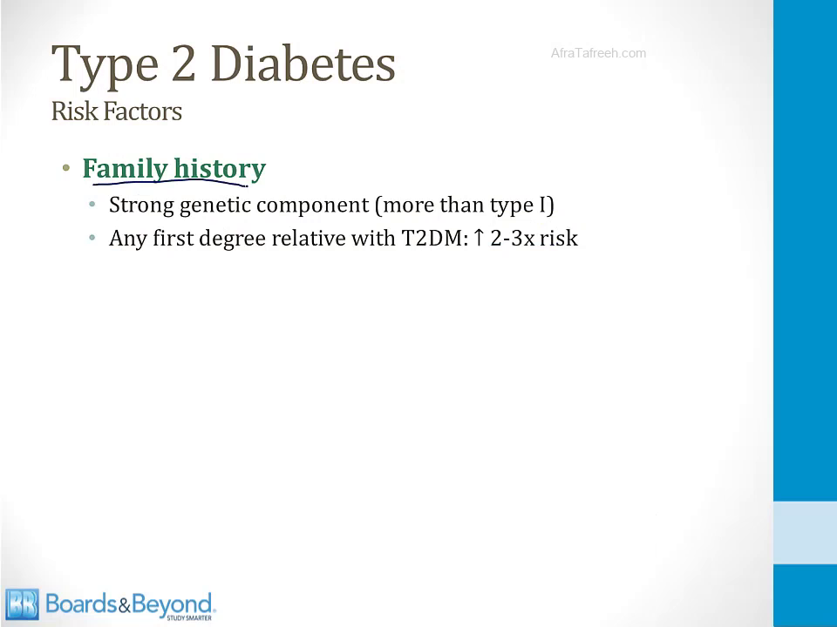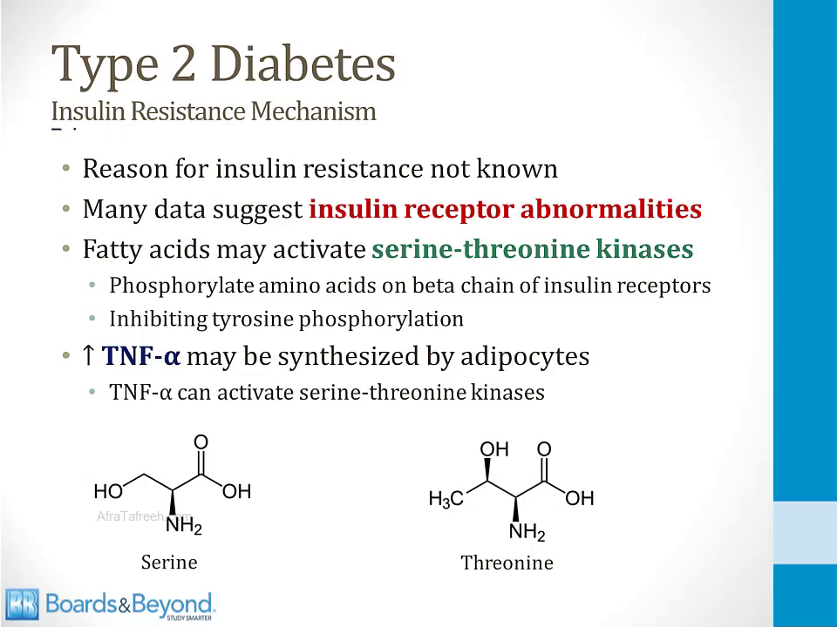Family history is also very important in terms of risk of type 2 diabetes. There is a strong genetic component, stronger than in type 1 diabetes. A patient who has any first-degree relative with type 2 diabetes mellitus has a 2 to 3 times increased risk of developing the condition. The precise mechanism for insulin resistance in type 2 diabetes is not known.